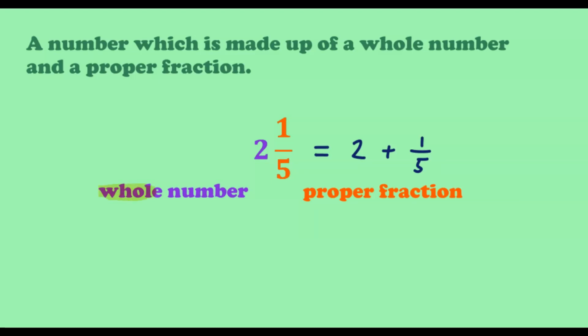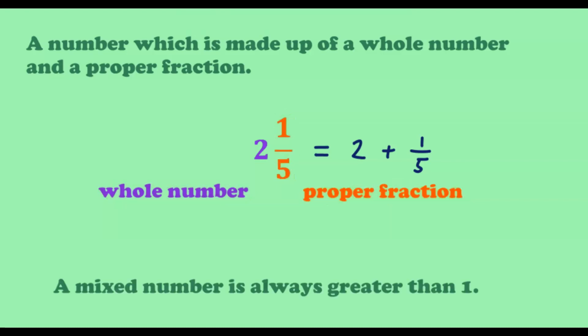Now, note that the whole number part of a mixed number must be greater than or equal to 1. If it is less than that, then we'll need to have 0, and if the whole number part is 0, then we're only going to be left with a proper fraction. We won't have a mixed number in that case. So the whole number part must be greater than or equal to 1. So we're going to have a number which is greater than or equal to 1, and with that we will add a proper fraction. So because of that, a mixed number is always going to be greater than 1.